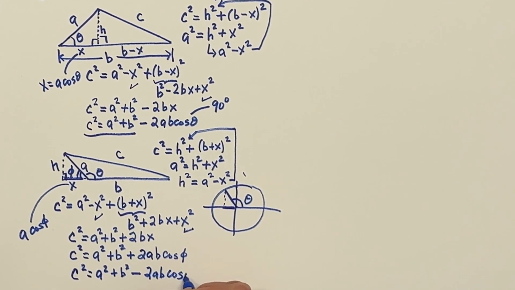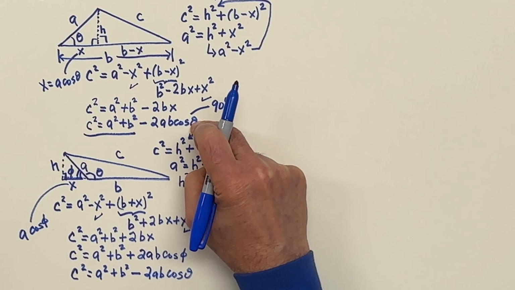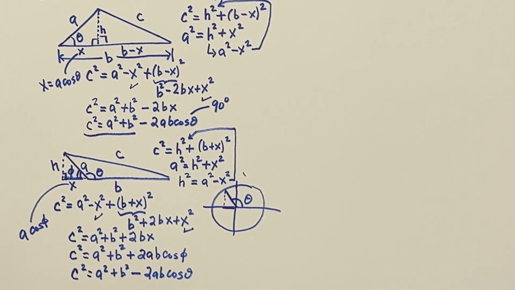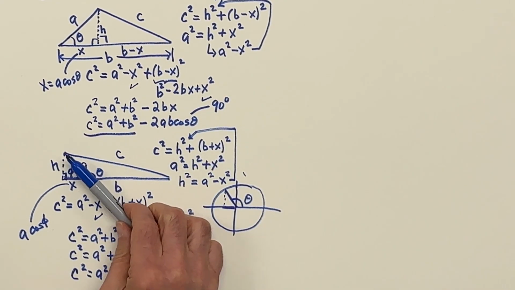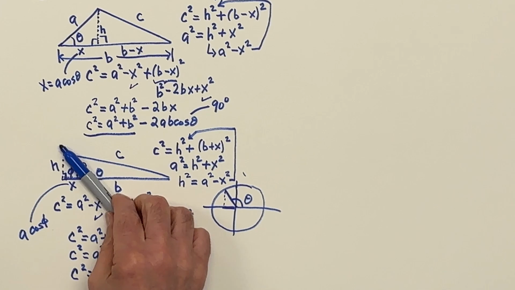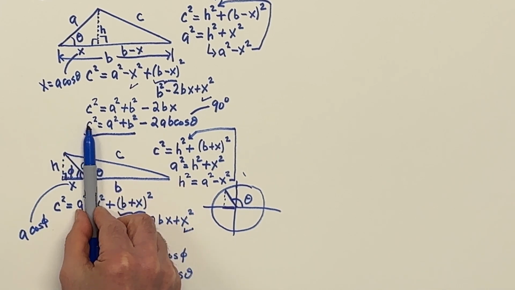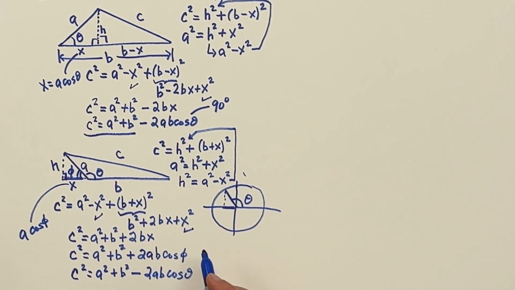Now we're very excited because that is the same formula as we had earlier. And in this case, if we decrease the angle theta so that we get a 90-degree angle, then the cosine of 90 is once again 0. This will drop out and we'll have the Pythagorean theorem.